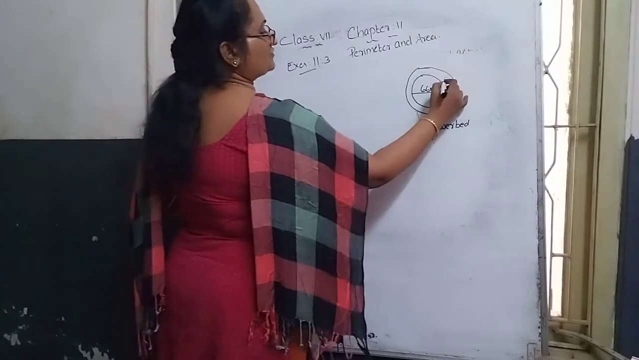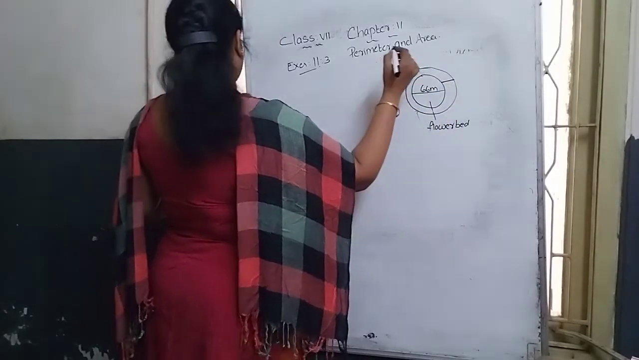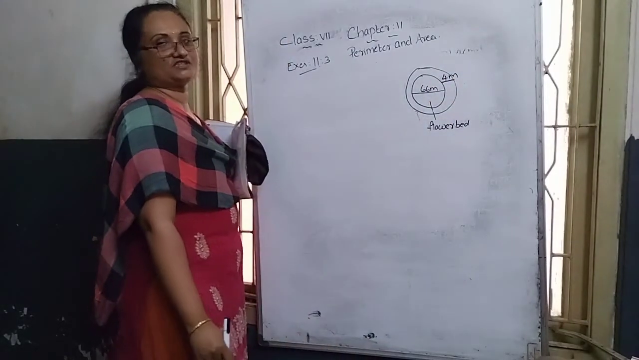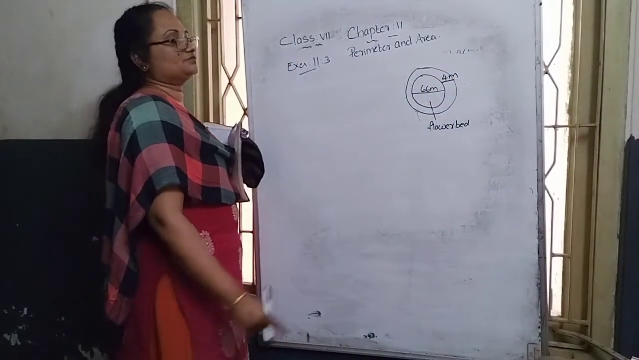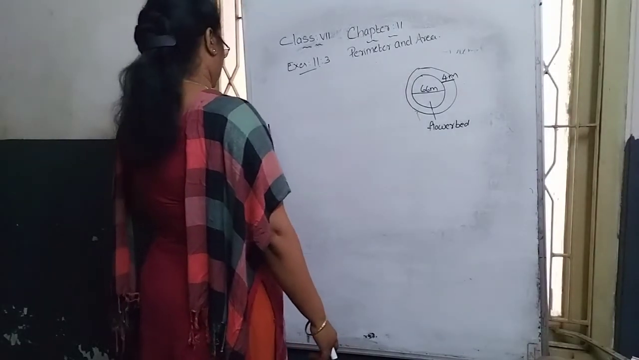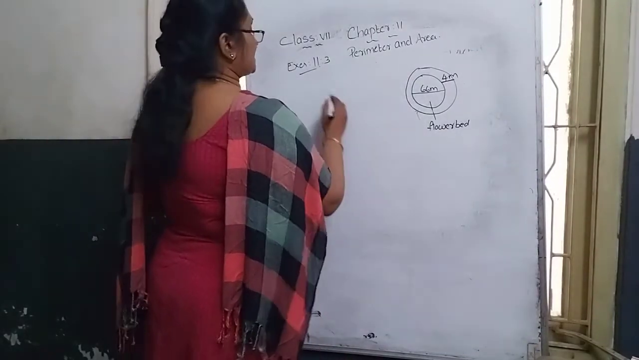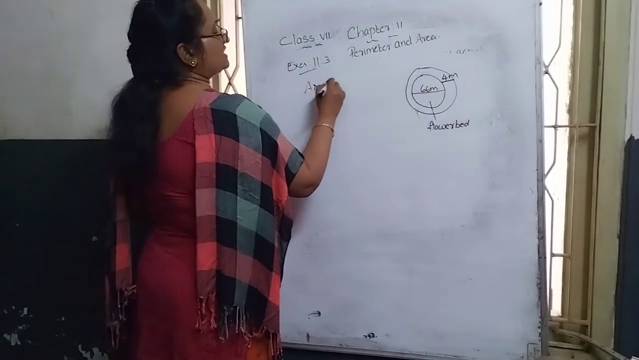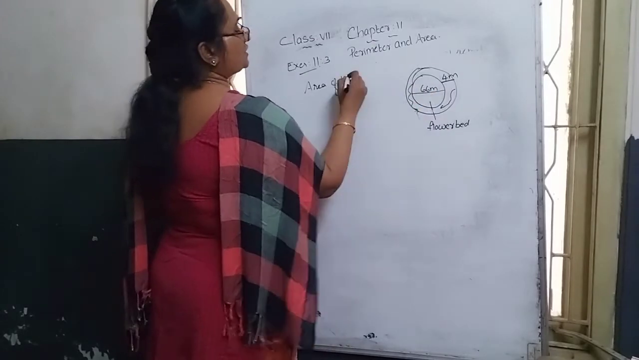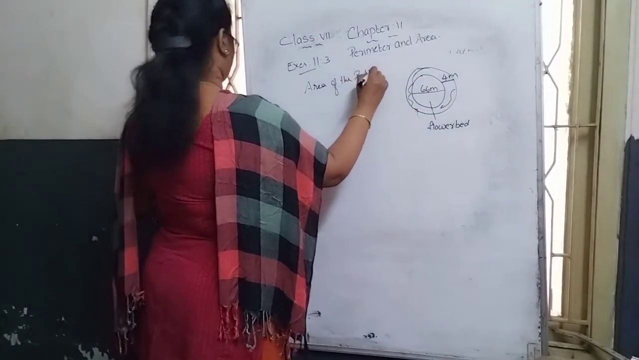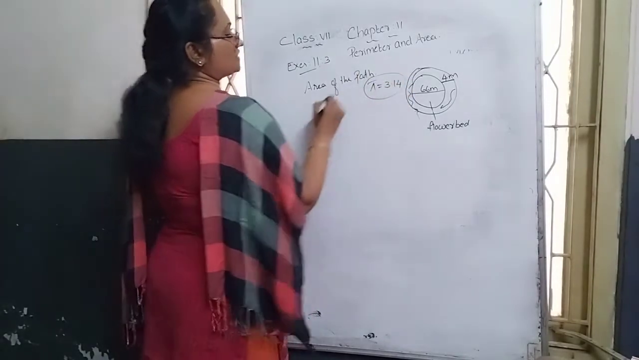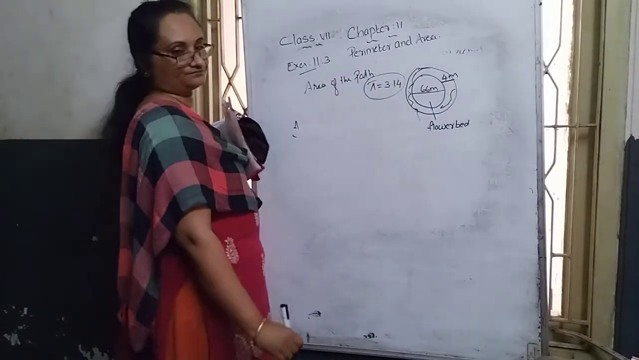Then the thickness of that path is given: the path is 4 meter wide. Wide means the thickness of that part. The question asks to find the area of the path. This path area we want to find out. Take the pi value as 3.14. In this way the question is given.